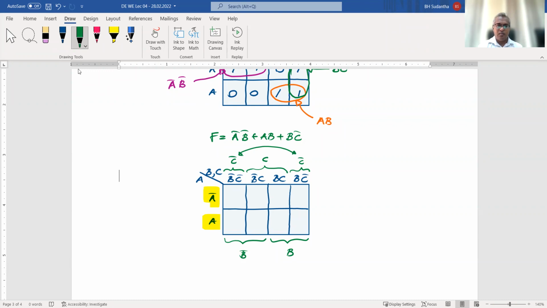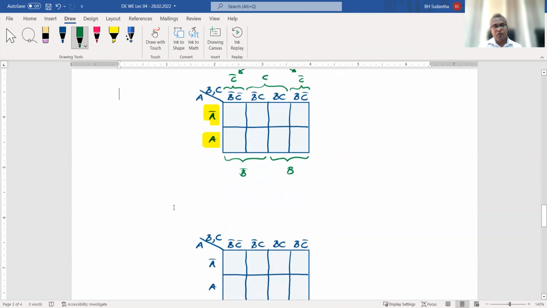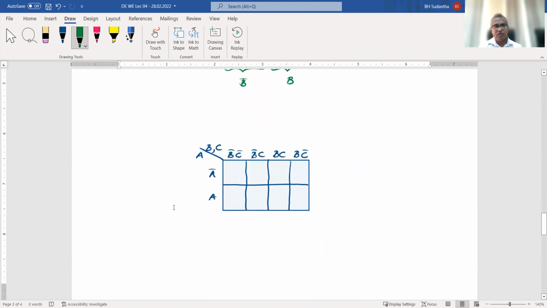You can see that here B bar, C bar, here B bar, C. When you consider these two columns, B bar is common for all these two columns. Then when you say B bar, that is these two columns. Here, when you say B, these two columns. When you say C, it's this. Shall we try another question?